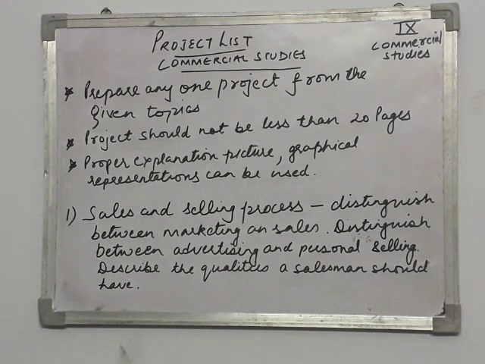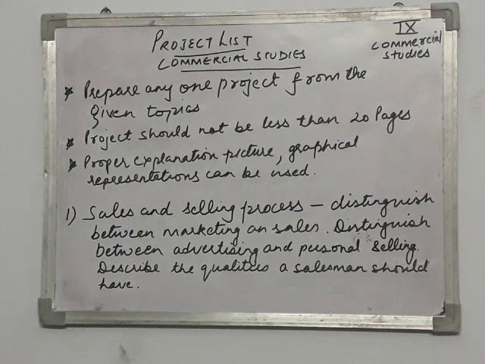What is the difference between marketing and sale? Then you have to distinguish between advertising and personal selling. Advertising, how advertising is done, you have to write. Then you have to explain personal selling. Then describe the qualities a salesman should have. You should also tell in your project what qualities a salesman should possess. So this topic is related to sales and selling process, and you have to explain it in your project.